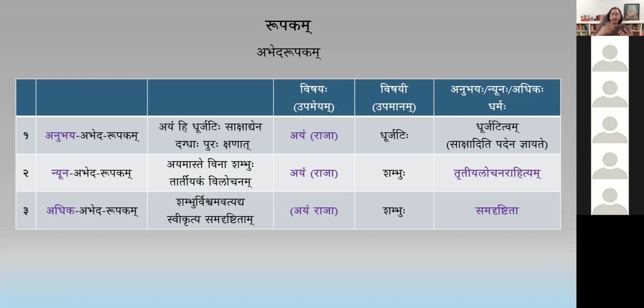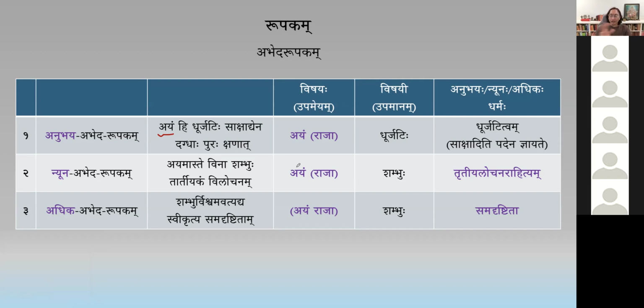So you will have to look at whether the Vishaya is the same as the Vishayi, or is it lesser than the Vishayi, or is it more, is it described as being superior to the Vishayi? So the first example was, Ayam hi dhurjatihi sakshat yena dagdhaha puraha kshanat. Ayam iti kasyachana rajnyaha varnanatra. So you take it as I am Raja. You're not specifying, but you're in fact saying that Sakshat Dhurjatihi, he is in fact Shiva himself.